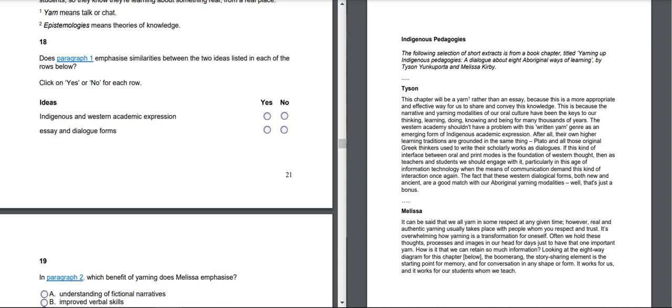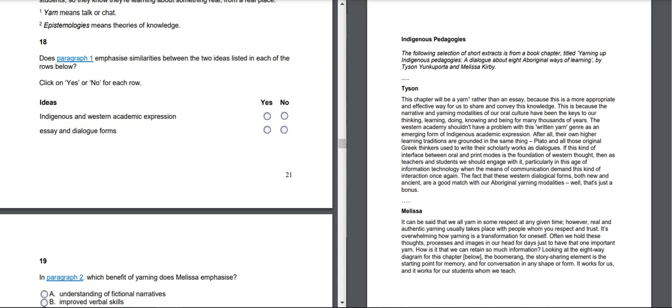Plato and all those original Greek thinkers used to write their scholarly works as dialogues. If this kind of interface between oral and print modes is the foundation of Western thought, then as teachers and students we should engage with it, particularly in this age of information technology when the means of communication demand this kind of interaction once again. The fact that these Western dialogical forms, both new and ancient, are a good match with our Aboriginal yarning modalities, well, that's just a bonus.